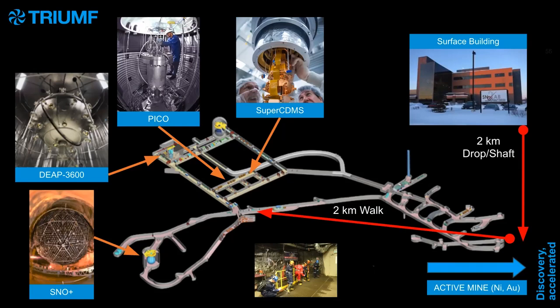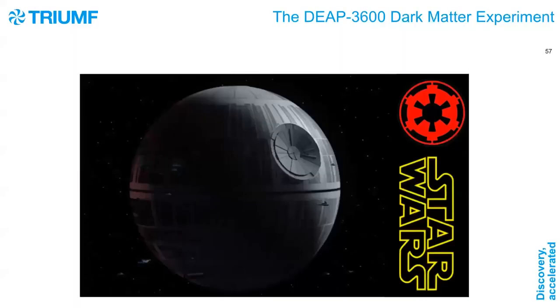Now, I want to take the DEAP-3600 example just to show you one of the many dark matter experiments that we're building today and kind of what it looks like and what it takes to build one for the next little bit, so that we can go from understanding what is this big puzzle, channeling down to how we build one, and actually showing you one of these detectors. So how do we build DEAP-3600?